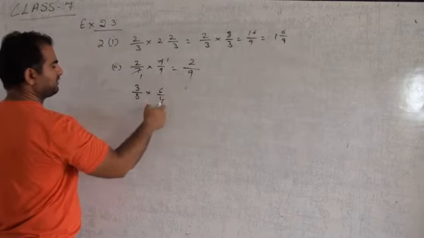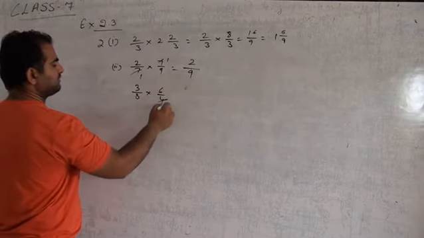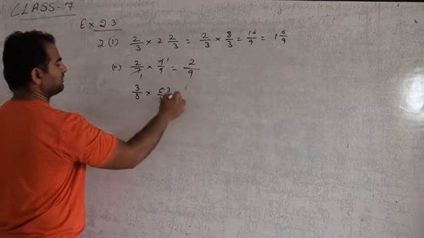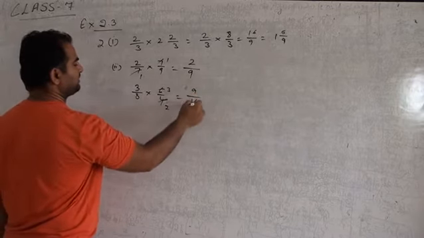Okay. We can cut both these numbers. 2 2s are 4 and 2 3s are 6. So it will be 9 by 16.